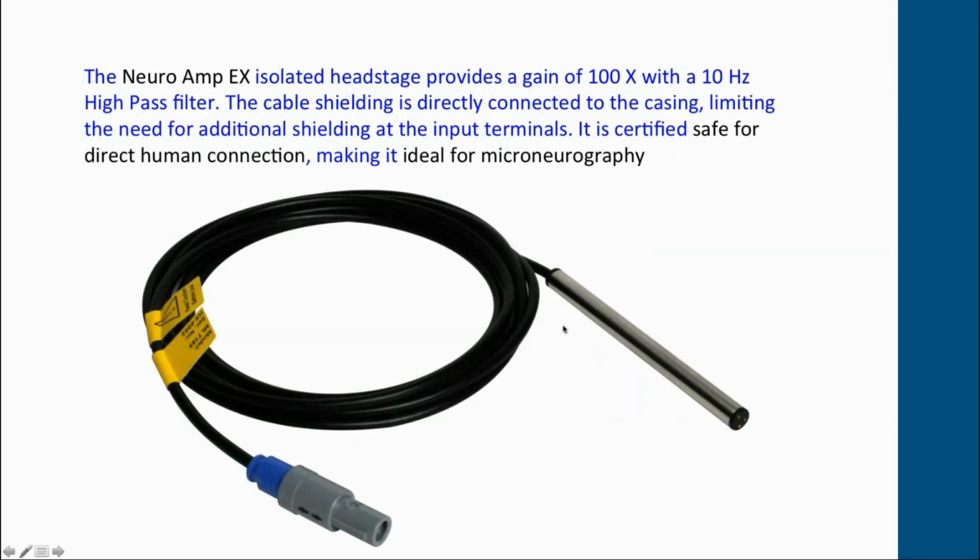The head stage, which you can see here, this stainless steel cylinder and cable, provides preamplification, gain of 100, and it also has a high-pass filter of 10 Hertz. The cable shielding is directly connected to the casing, and this limits the need for additional shielding at the input terminals. So the input terminals shown here are very high impedance, and importantly they have input protection circuitry.